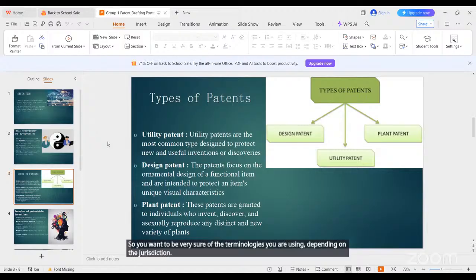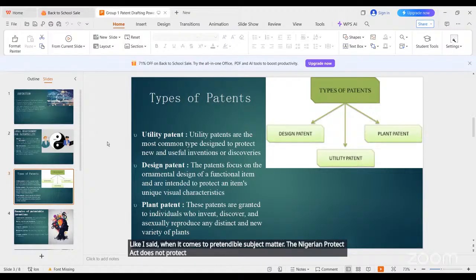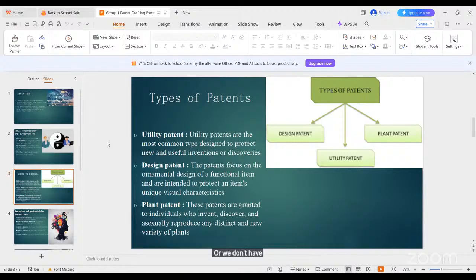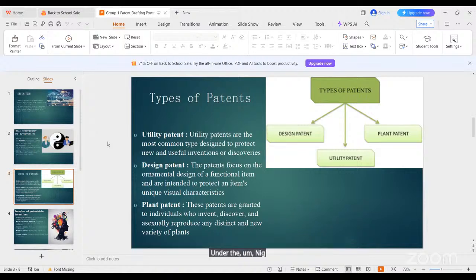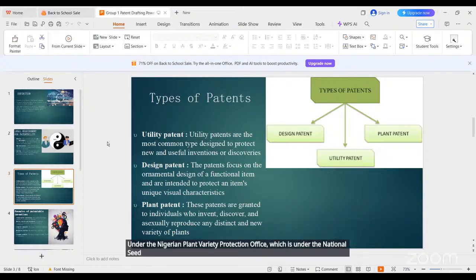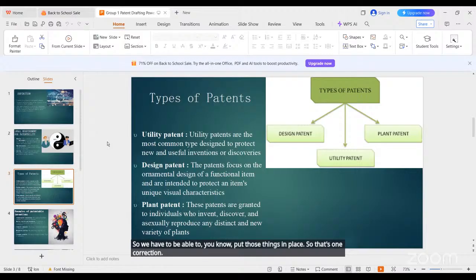And like I said, when it comes to patentable subject matter, the Nigerian Patent Act does not protect plants and animals. And that is why we don't have a patent that protects plants. So what we have is the plant variety right under the Nigerian Plant Variety Protection Office, which is under the National Seed Association Council. So we have to be able to put those things in place. So that's one correction.